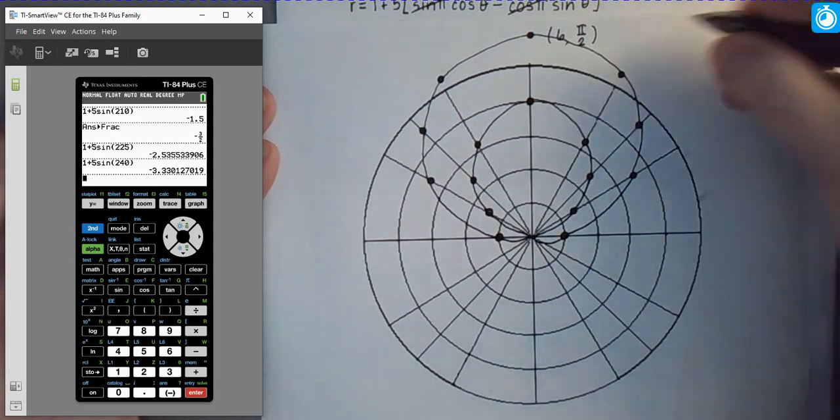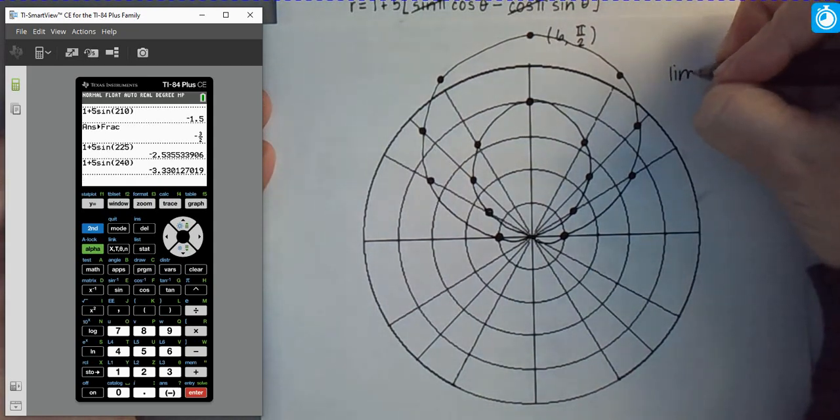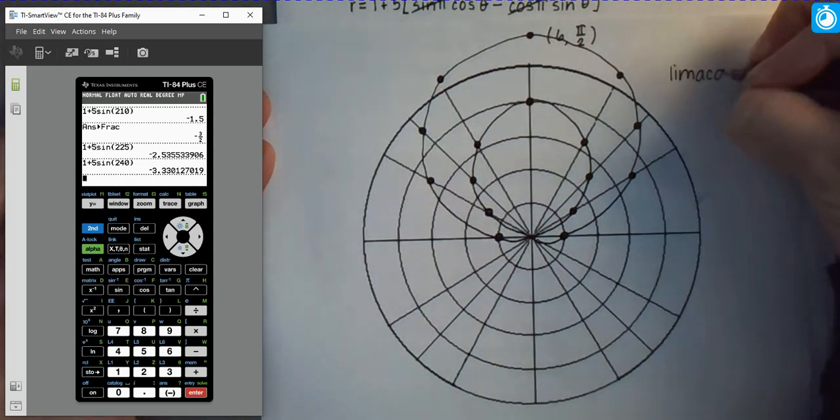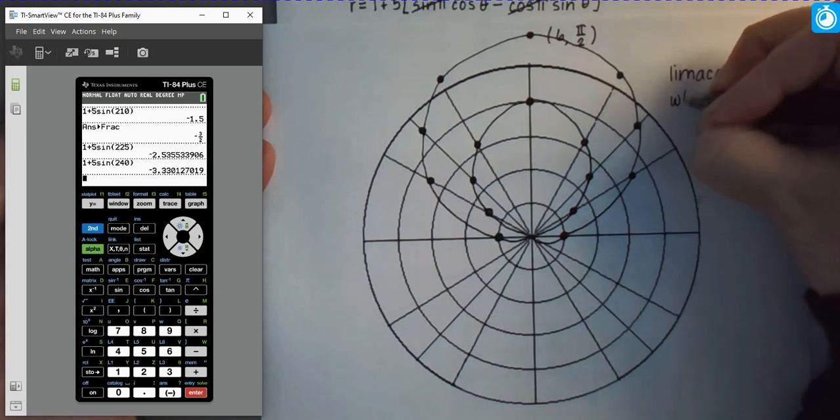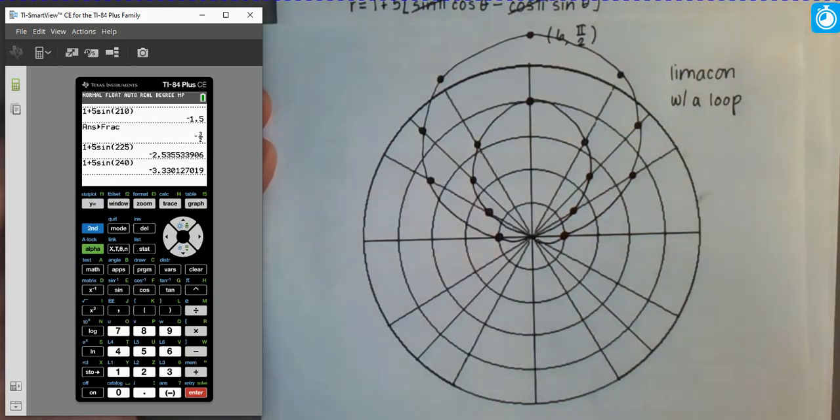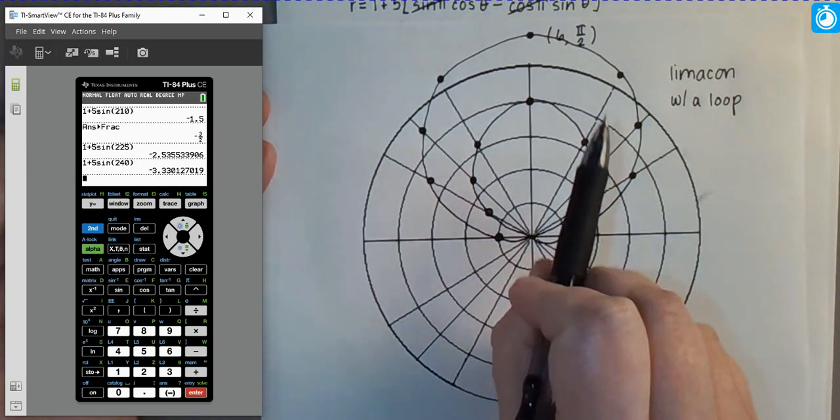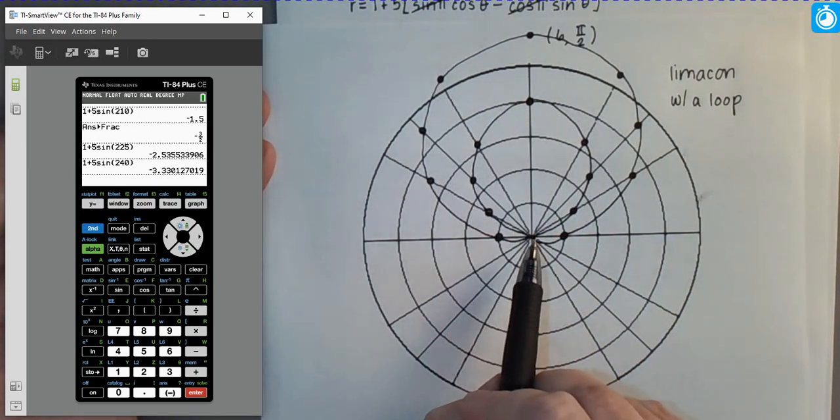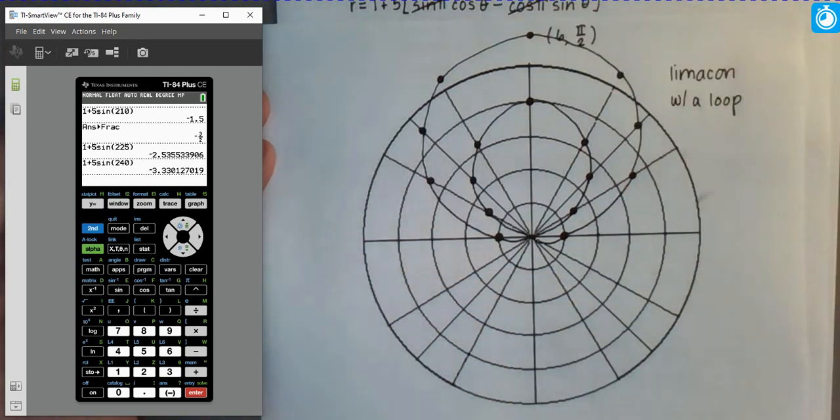So the name of this shape, it is a limacon. It is a limacon with a loop. So limacons are a whole class of polar graph. This particular one loops in on itself, so there's a loop inside of the outer shape, hence a limacon with a loop.